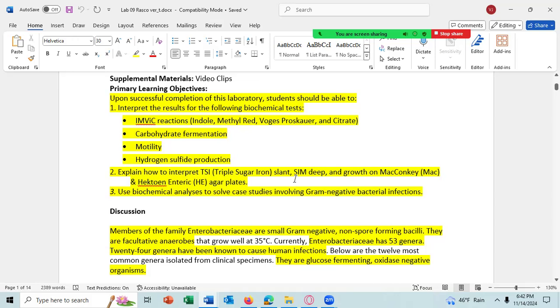What's the D stand for? Oh, M, sorry, motility test and the D test. And then understand the growth on MacConkey agar and Hektoen enteric agar plates. And then three, be able to use biochemical tests and analysis to solve case studies involving gram-negative bacterial infections.